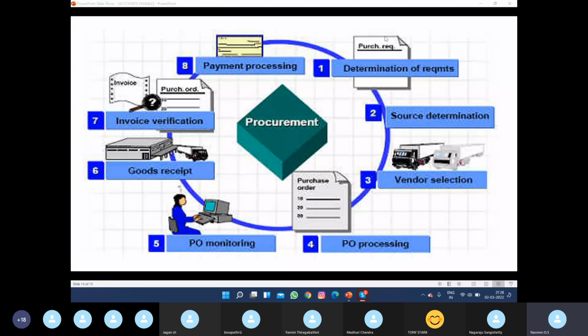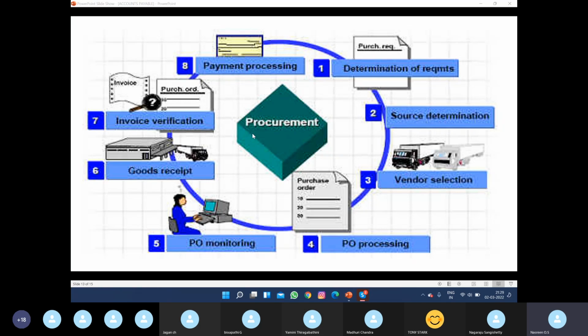First we determine our requirements, we select the source, we select the vendors, we process the PO, we monitor the PO, we receive the goods receipt, we receive our invoice, we verify whether all the goods that we have stated in the PO are received or not, and then we process the payment. This is actually the cycle.